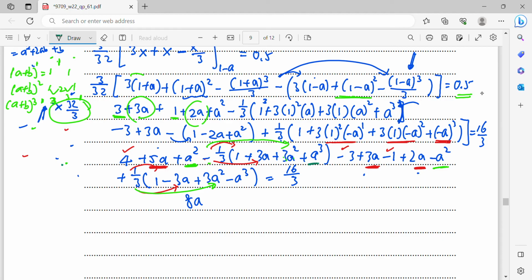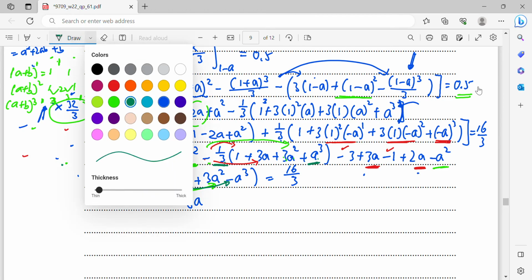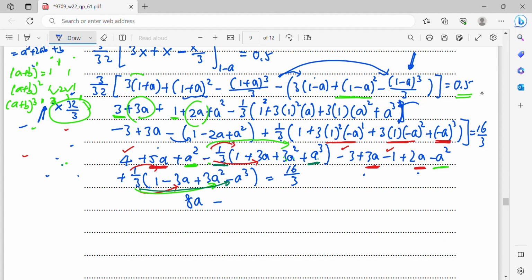So negative 1 over 3 times a cube will be negative 1 over 3 a cube. Okay, then here, this is also negative. So now I need to combine both, and I will get negative 2 over 3 a cube. Okay, the right hand side remains as 16 over 3.